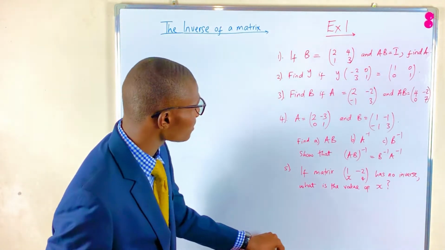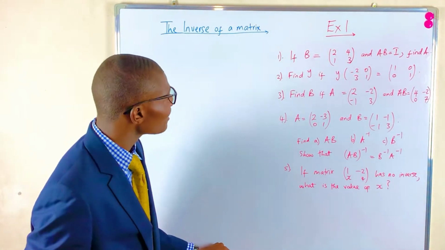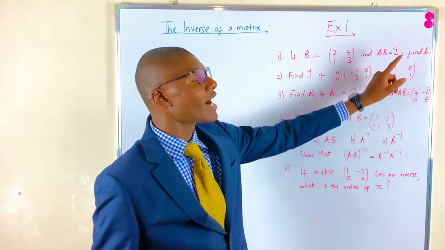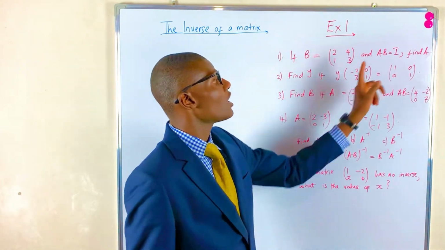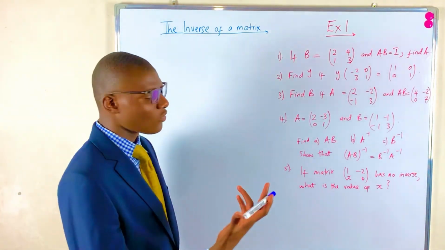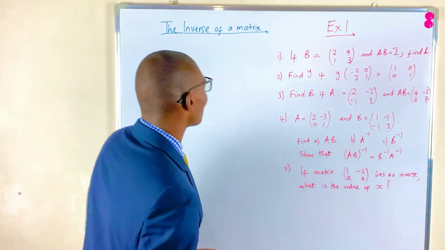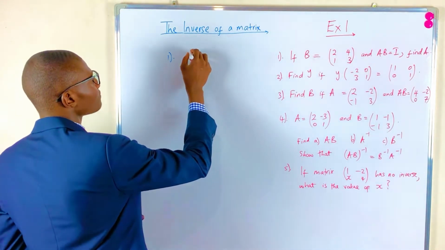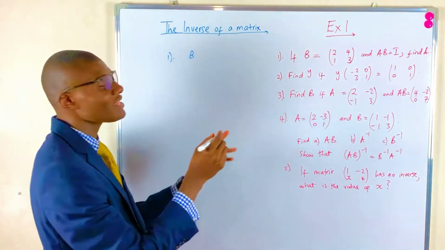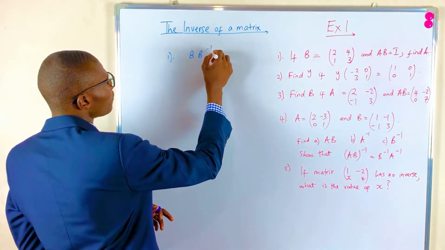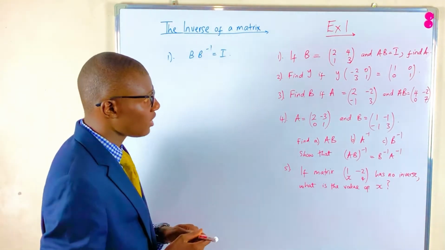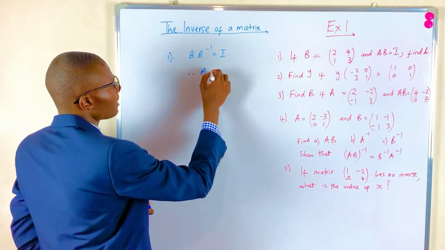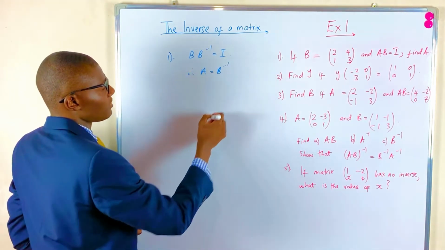Right. So starting off with number 1, we are told that if B is equal to 2, 4, 1, 3, and AB is equal to I, I being the identity matrix, we're asked to find A. But now, what do we know? What can we use that we know? So for number 1, we know that for a matrix B, the product of the matrix B and its inverse will give us the identity matrix. So now if AB is equal to I, this implies that A is definitely the inverse of B.